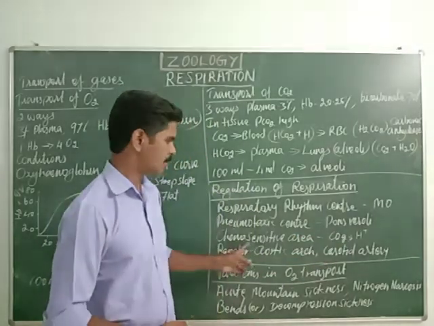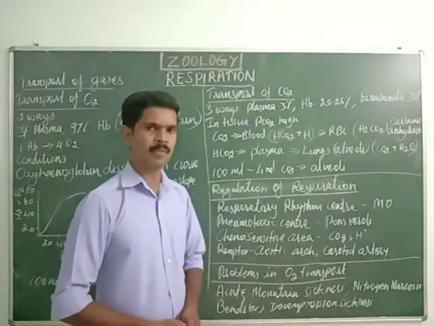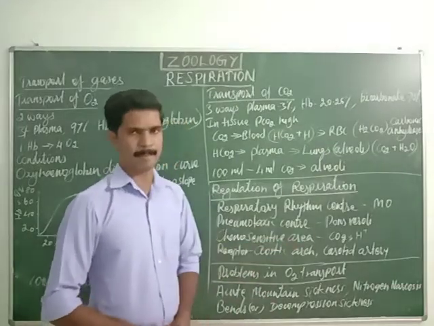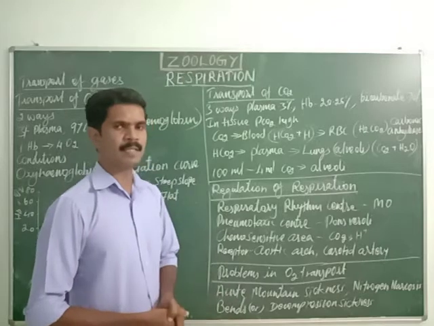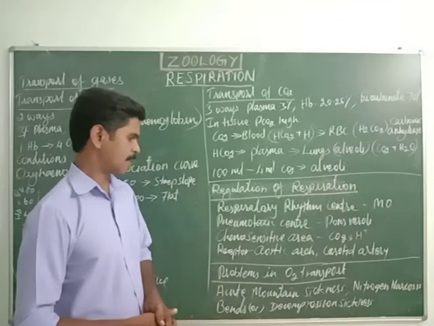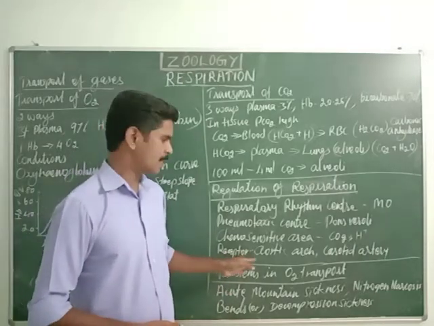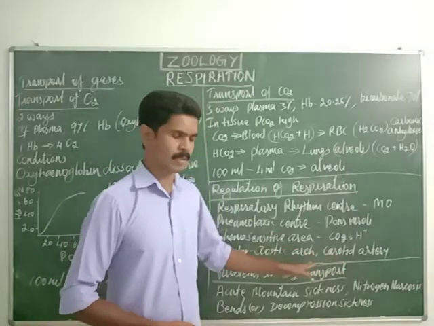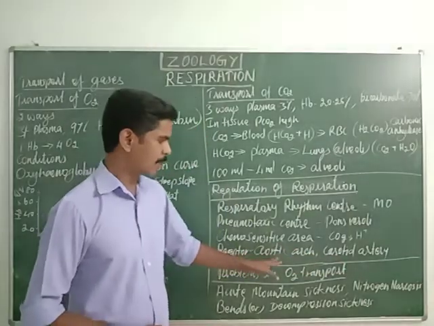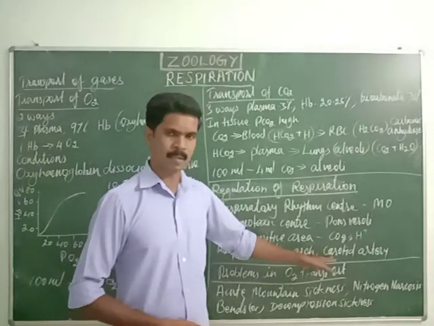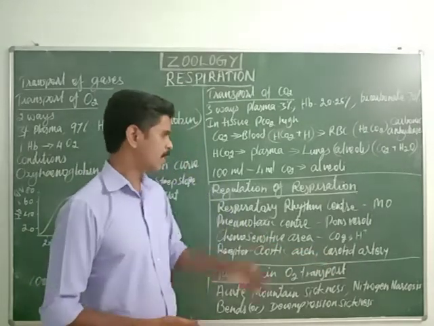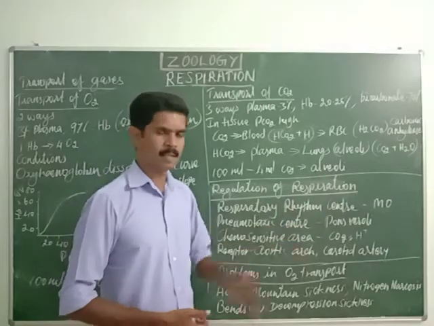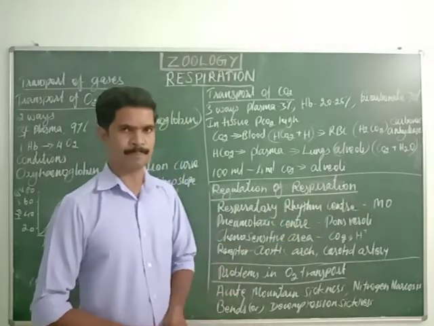This chemosensitive area is highly sensitive to carbon dioxide and hydrogen. So during this dangerous condition, the receptors present in the aortic arch and carotid artery, which are blood vessels, send signals to this respiratory rhythm center to solve this problem.